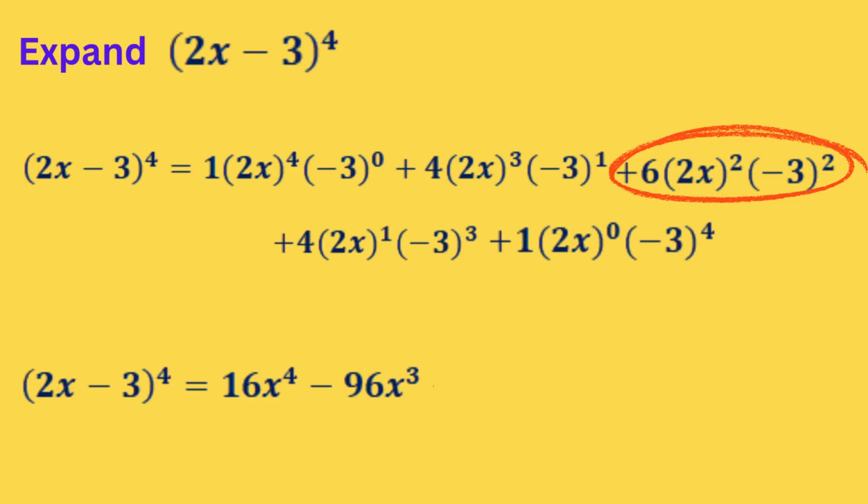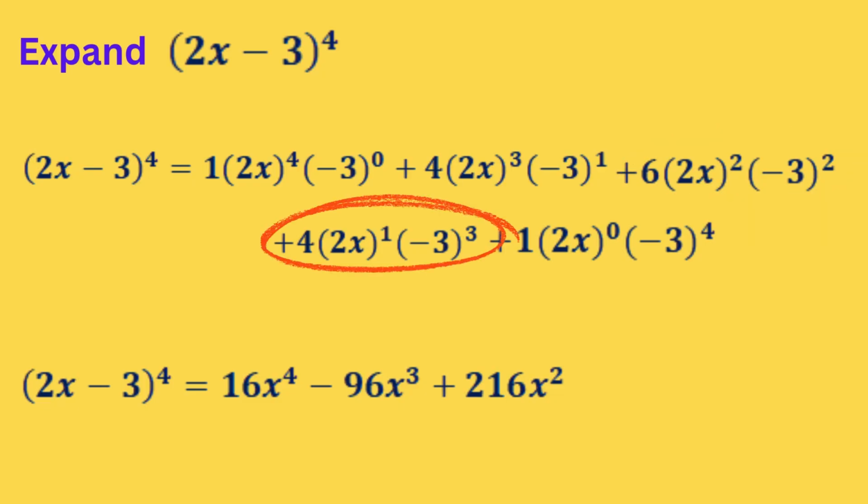For the third term, we'll raise 2x to the power 2 and minus 3 to the power 2. 2 to the second power is 4, while minus 3 to the second power is 9. So we get 216x squared. For the fourth term, we'll raise 2x to the power 1 and minus 3 to the power 3. 2x to the power 1 is 2x, while minus 3 to the third power is minus 27. So we get negative 216x.